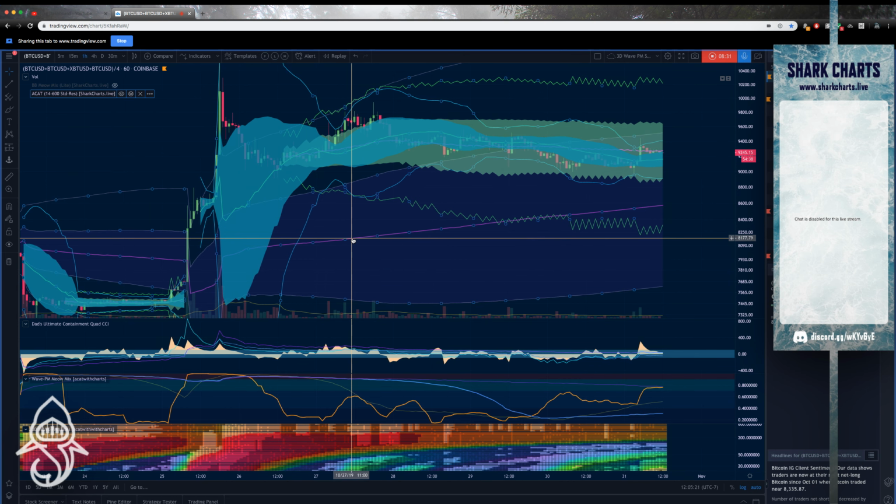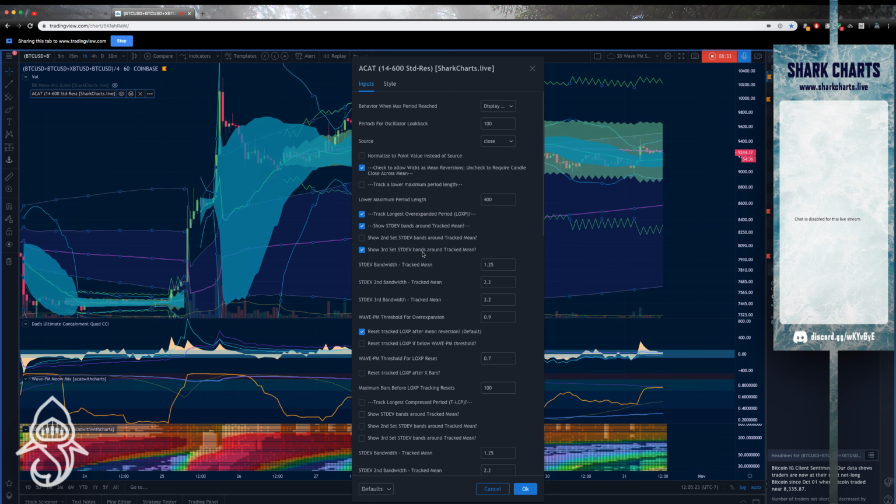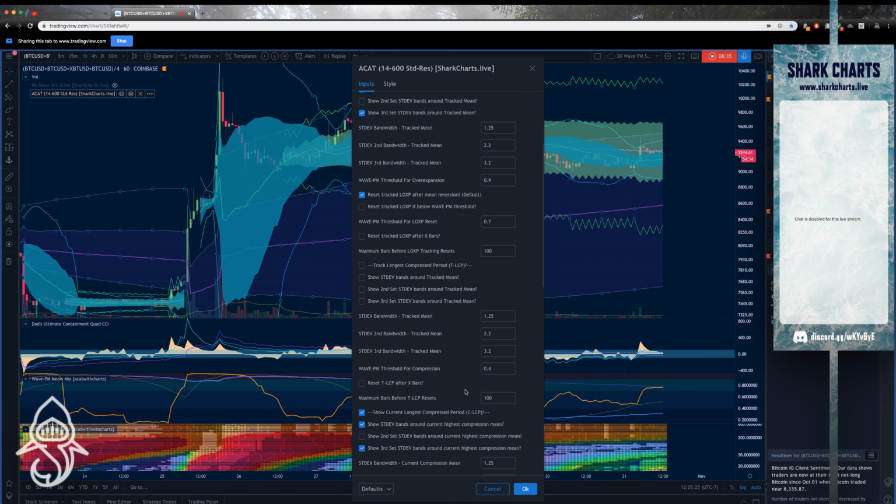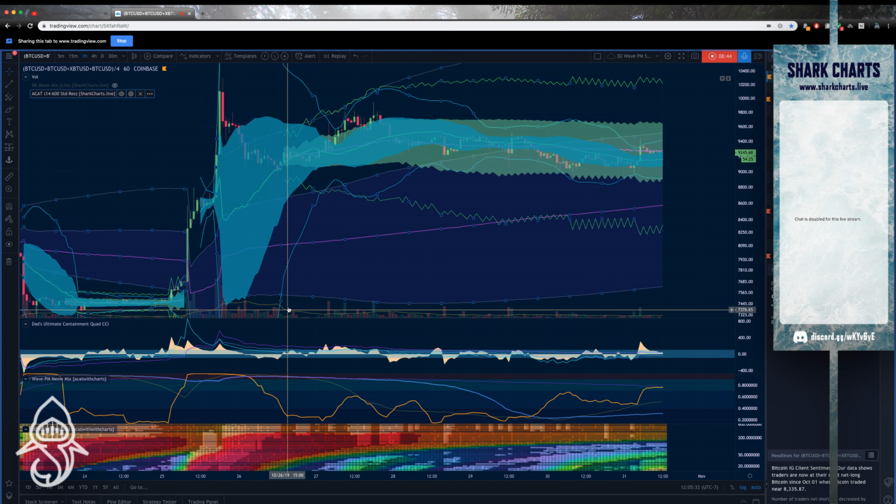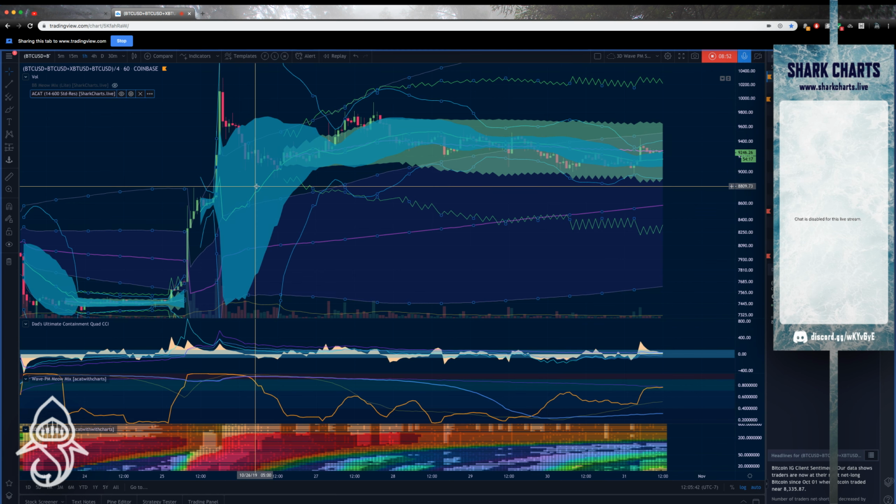Pretty cool, right? And then we can even go deeper and change our CLCP value, wave PM threshold value for compression. Currently it's set to 0.4. If we actually crank that up to 0.7, it should give us some more interesting results. I don't like how our indicators don't show you if they're loading anymore, so we're just going to have to wait until the bands change.